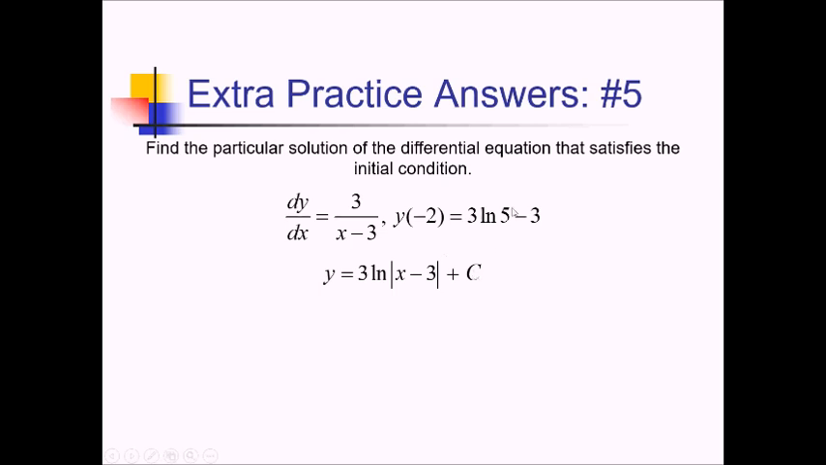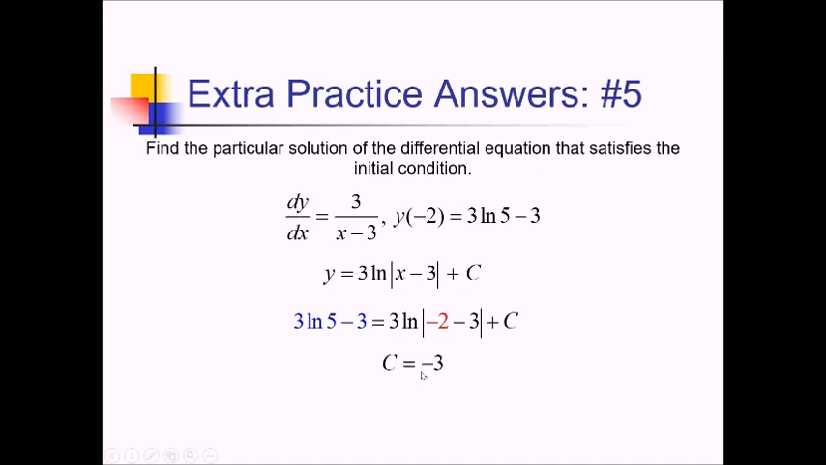So if I plug in the y value, 3 ln of 5 minus 3. So this is all one big y value over here. That's what I get if I plug in the x value negative 2 inside here. So this is really 3 ln of positive 5 after we apply that absolute value. If I subtract 3 ln of 5 from both sides, then I'm just left with negative 3 on the left side and c on the right side. So c is negative 3.